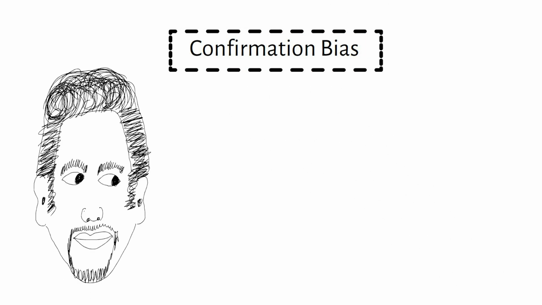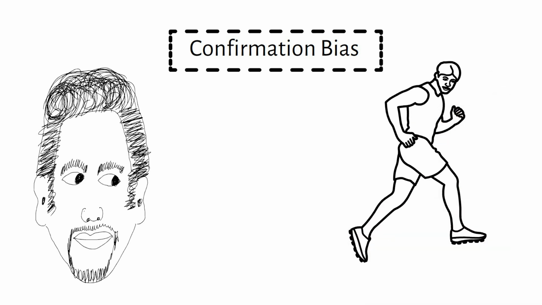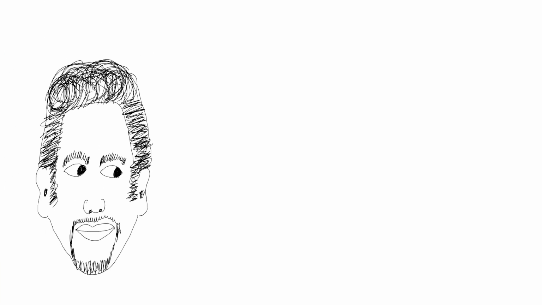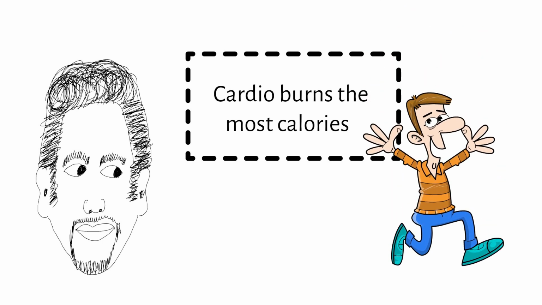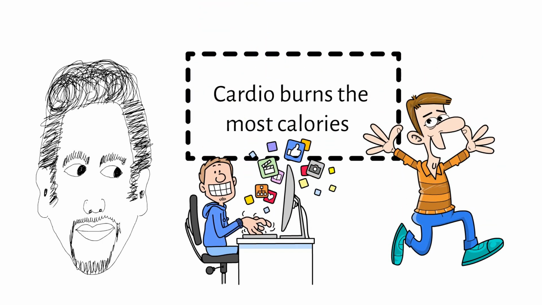Confirmation bias. John was convinced that cardio was the only effective way to lose weight. He had read a few articles online that supported his belief, and he saw it as the ultimate truth. Whenever someone mentioned strength training or other forms of exercise, he dismissed them, saying cardio burns the most calories. Now at the gym, John stuck to the treadmill and he ignored the weights. He also followed social media accounts that promoted cardio-based workouts that reinforced his belief.